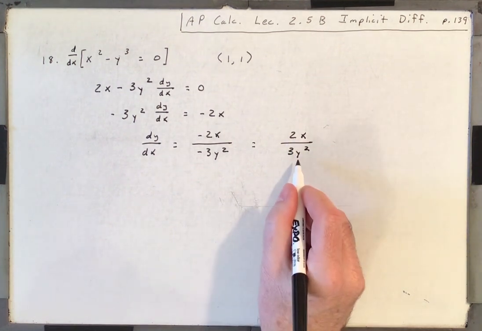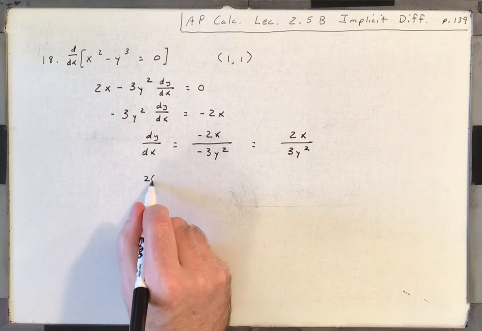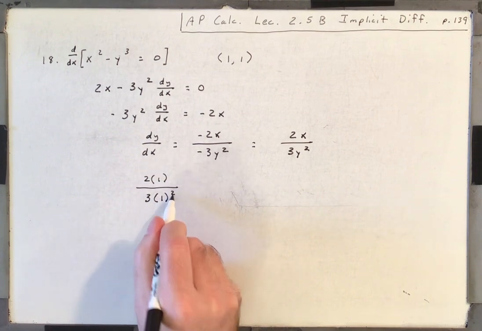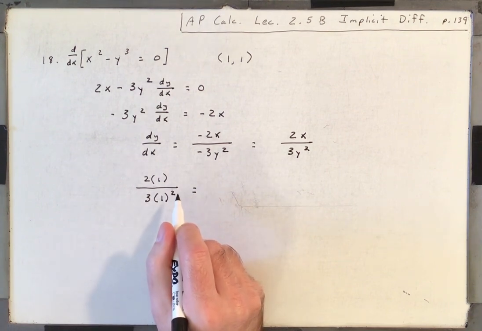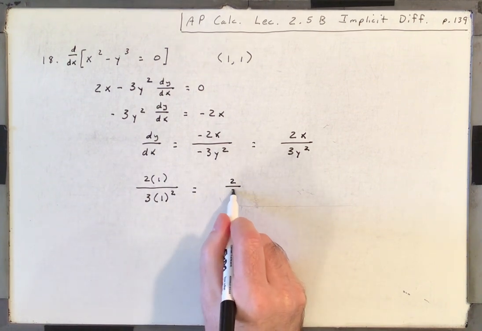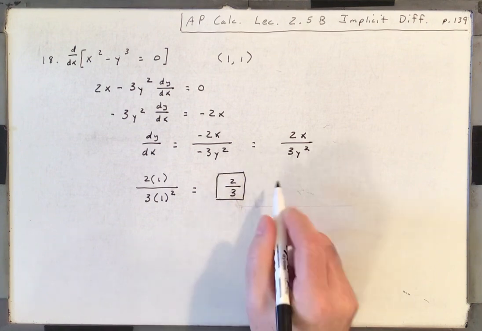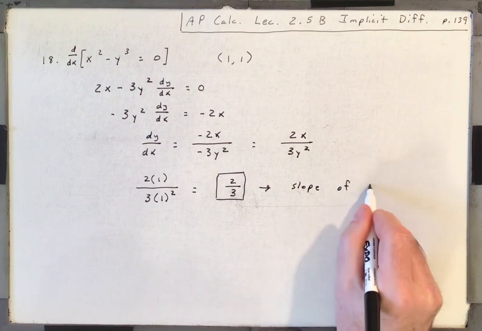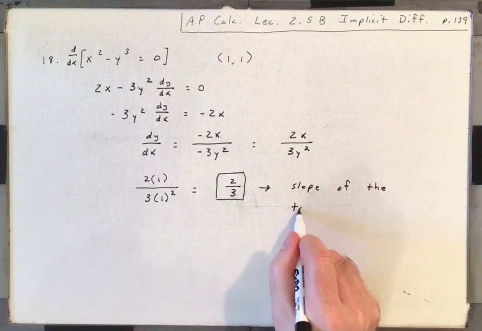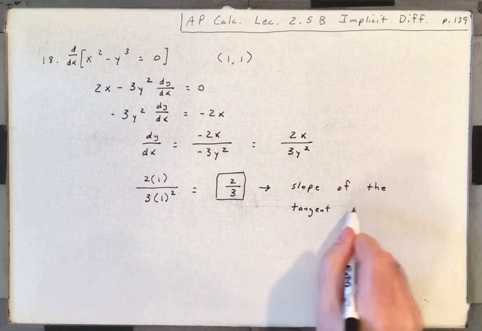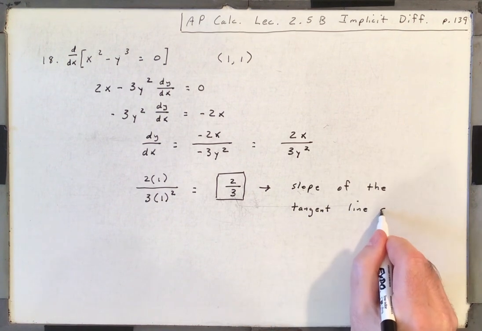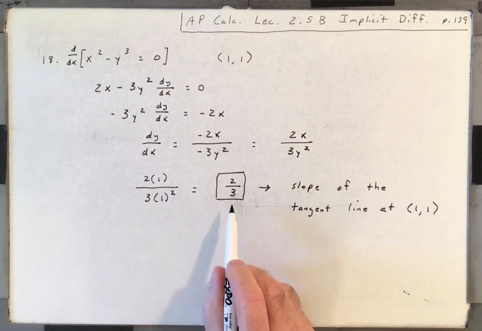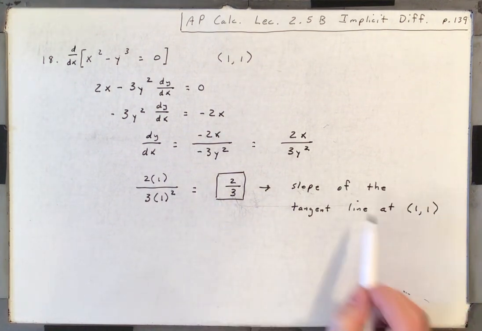So evaluating that at 1, 1, we would have 2 times 1 over 3 times 1 squared, and that will give us 2/3. So that is just the slope of the tangent line at the point 1, 1. So the slope of the tangent line is 2/3 at that point of this relation.